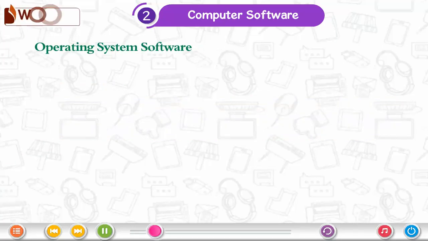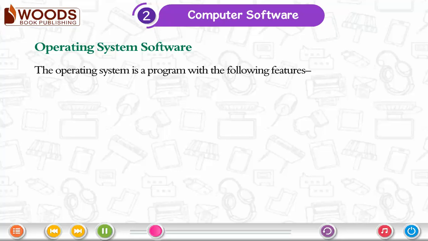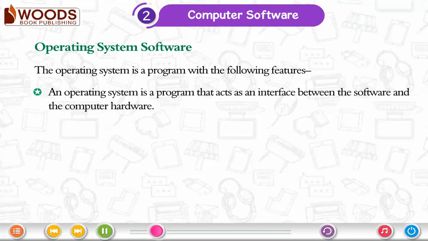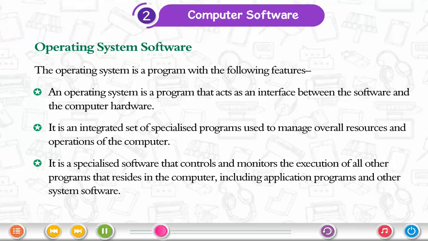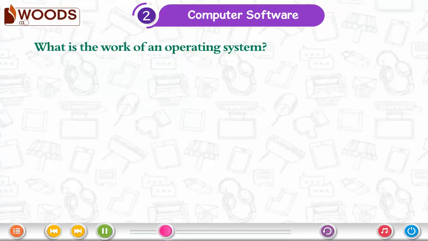Operating system software. The operating system is a program with the following features. An operating system is a program that acts as an interface between the software and the computer hardware. It is an integrated set of specialized programs used to manage overall resources and operations of the computer. It is a specialized software that controls and monitors the execution of all other programs that reside in the computer, including application programs and other system software. What is the work of an operating system?